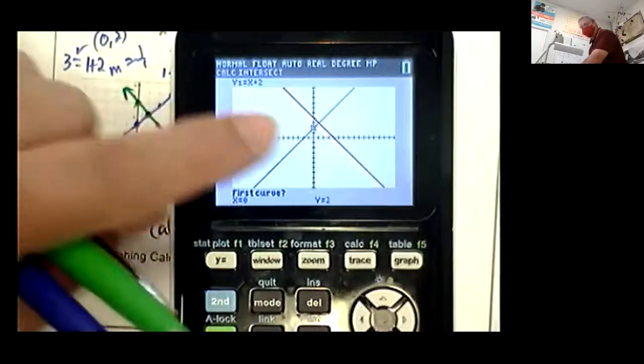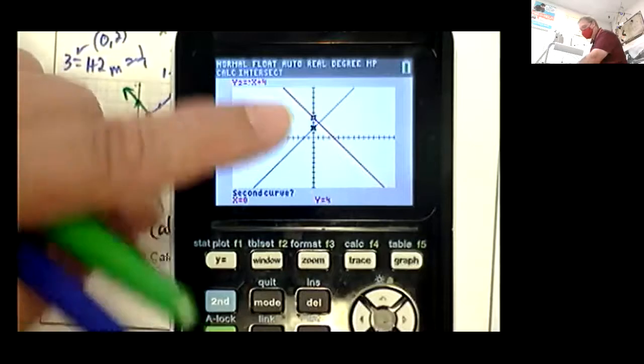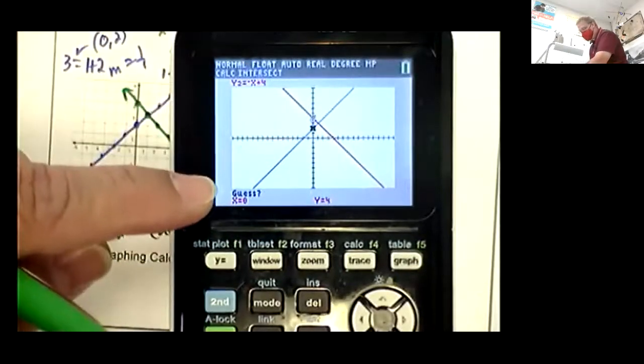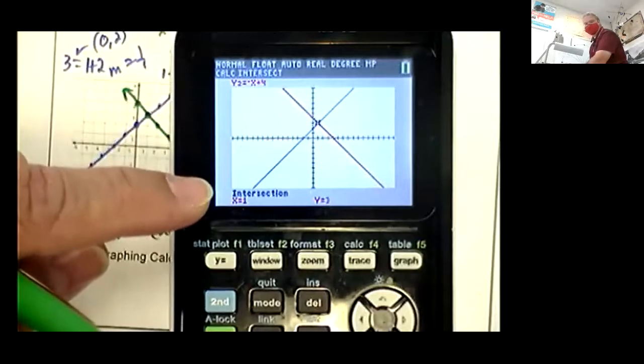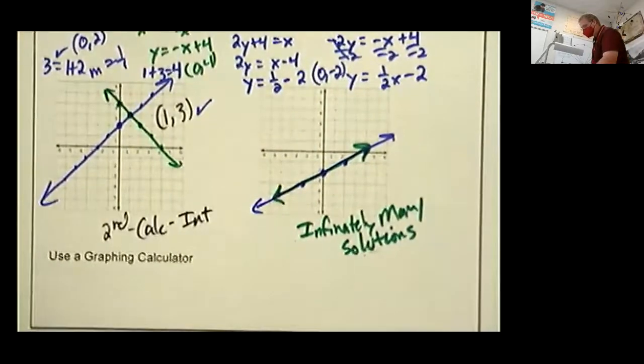I'm just going to put a flasher on one of the lines. We're going to hit enter. It's going to put a flasher on the second line. We're going to hit enter. It's going to ask to guess, and we're going to hit enter again for the third time, and it's going to give us the intersection, which was 1, 3. Okay, there's how to use your graphing calculator to find the intersections.